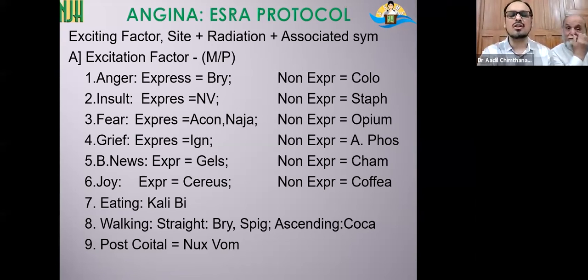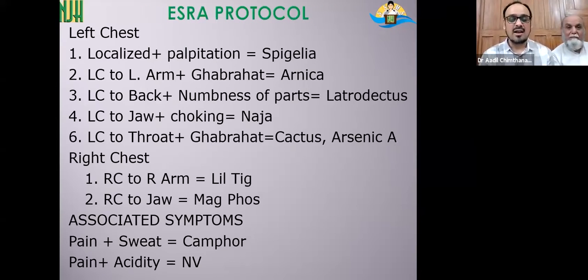But suppose you don't get all these things, then you go to the actual symptoms. If the chest pain is localized along with palpitation, you've got Spigelia. If the classical left chest, left arm along with ghabraat; the ghabraat is uniquely Hindi. We can't call it restlessness, but since we have no other word for ghabraat, we call it restlessness inside the chest.